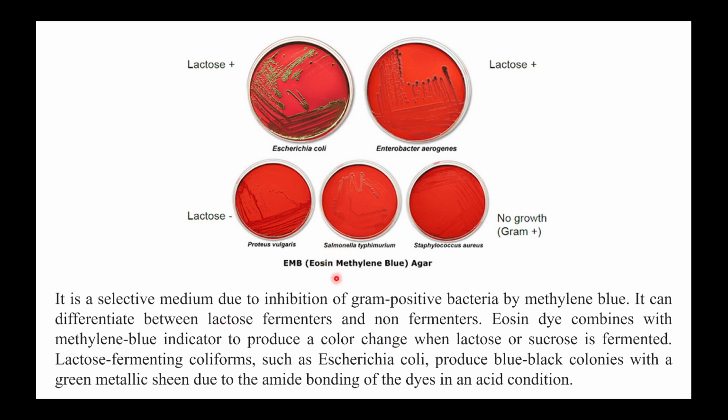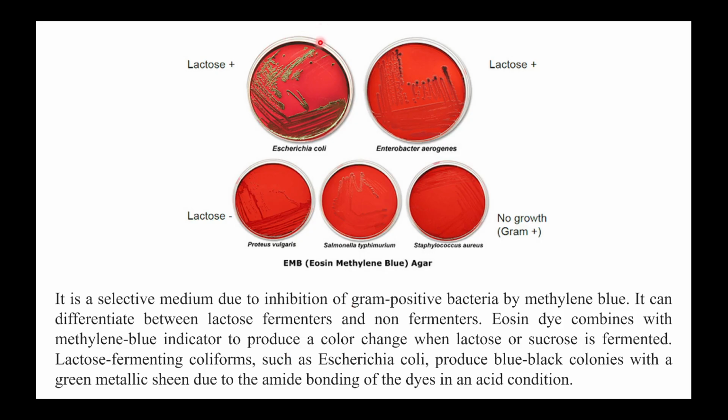Since eosin dye is there, there are two dyes in this media, eosin and methylene blue. So eosin and methylene blue combine together and produce a color change when lactose or sucrose is fermented. So lactose fermenting colonies produce blue-black colonies with a green metallic sheen due to the bonding of the dyes in acidic conditions. Okay, so these two dyes combine, and because of their bonding, we see a green metallic sheen.